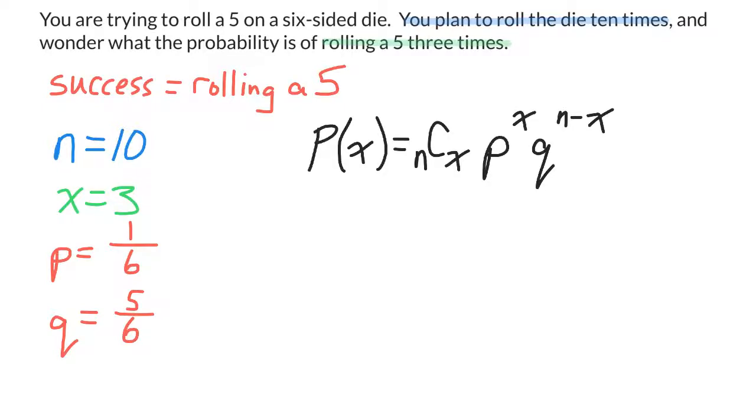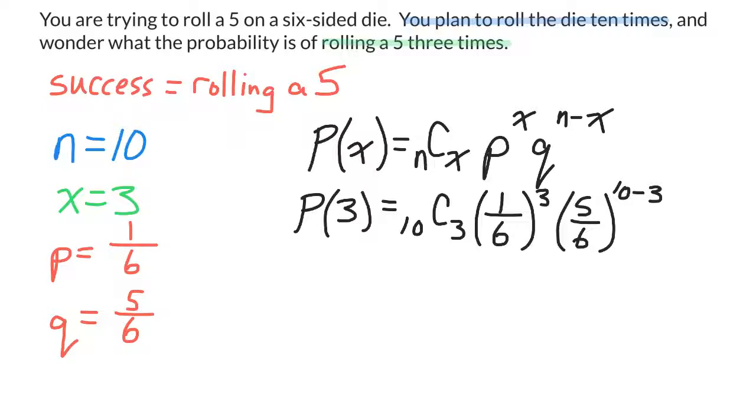So we'll start with the probability formula for a binomial distribution. And I want to have the probability of 3 successes. And I'll just plug in my numbers that I already went through. So after I plug all that into my calculator, I get the probability of rolling a 5 3 times is 0.155, or 15.5%.